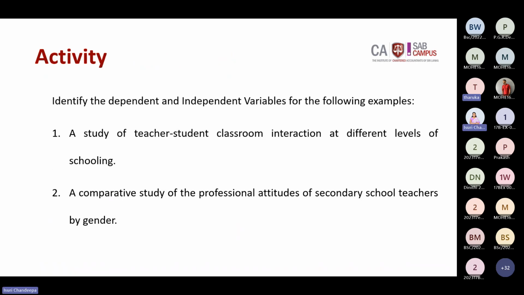Okay, you have been given another activity also. Read the two research topics and try to identify the independent variable and the dependent variable. The first one is a study of teacher-student classroom interaction at the different levels of schooling. And the second one is a comparative study of the professional attitudes of secondary school teachers by gender.